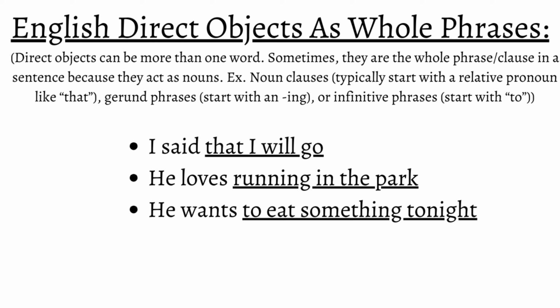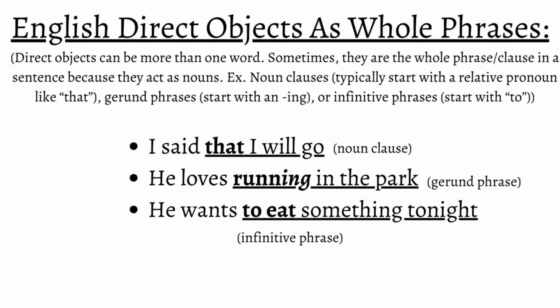In all of these sentences, the direct objects act as separate phrases and complete the context. That I will go is a noun clause because it starts with the relative pronoun that. Running in the park is a gerund phrase because of the ing in the verb. To eat something tonight is an infinitive phrase because it starts with to.